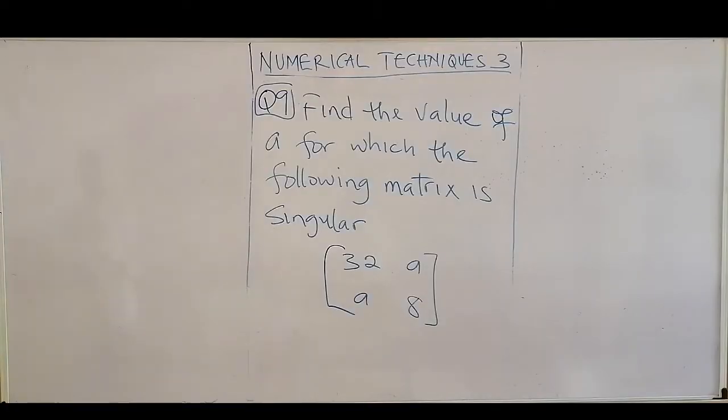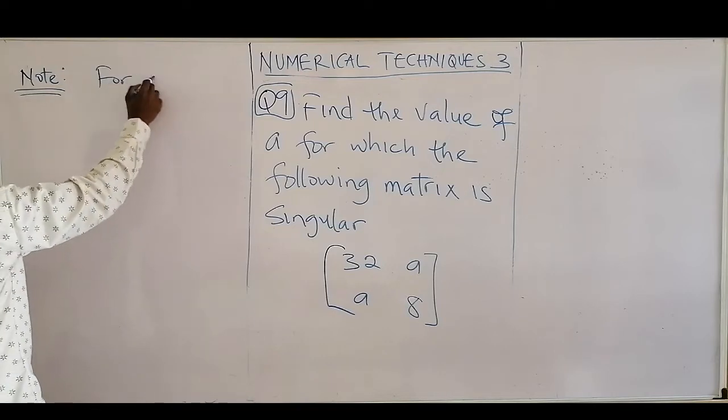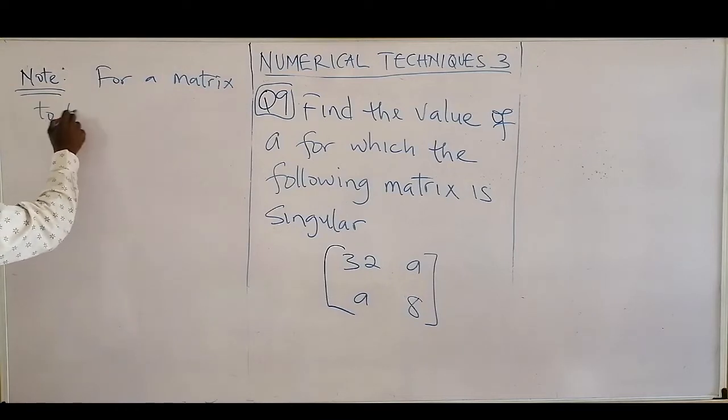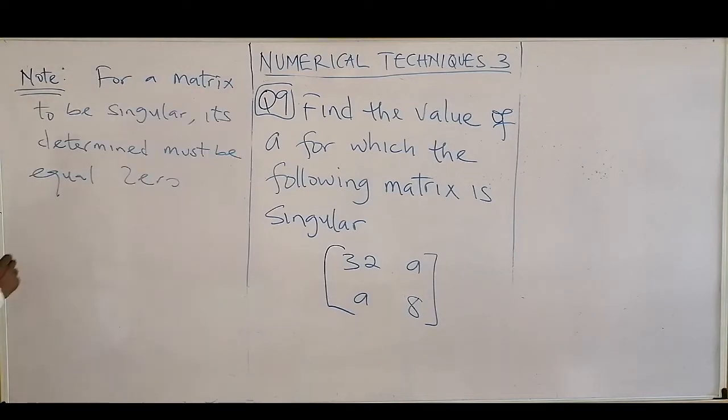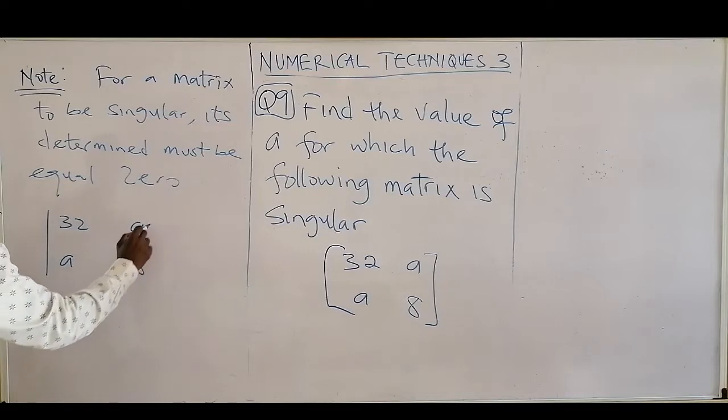Question 9: find the value of A for which the following matrix is singular. Solution: for a matrix to be singular, we now have the determinant of the matrix with entries 32, A, A, 8.